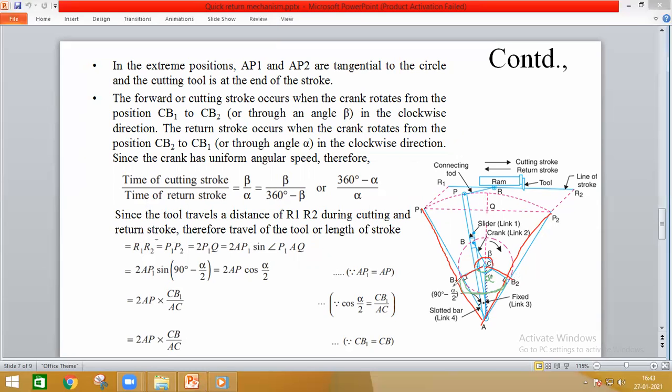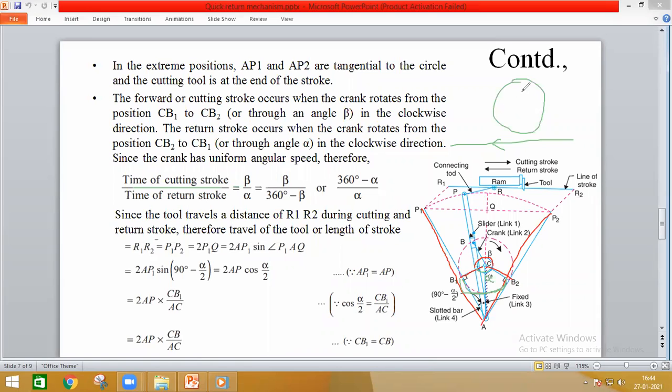So this alpha angle represents the return stroke angle. When the return stroke is happening, the crank moves from CB2 to CB1, and the ram moves from R2 to R1. The time of cutting stroke divided by the time of return stroke is represented as beta divided by alpha. So beta divided by alpha can be written as beta divided by 360 degrees minus beta.